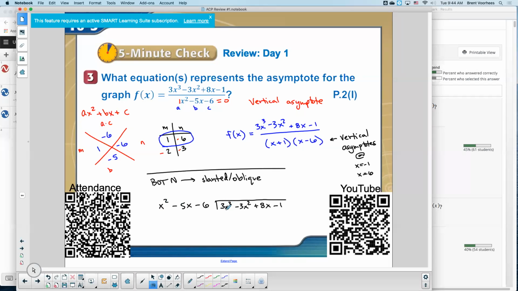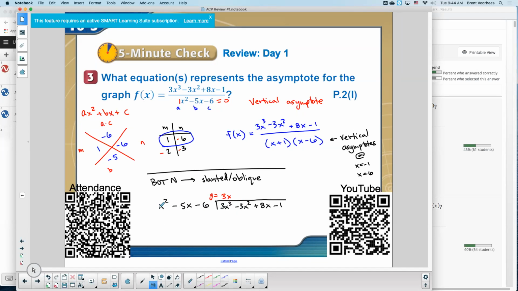And so what you're doing is you're asking yourself, what do I need to multiply the first term to get this term? Because multiplying is the opposite of division. So you could say, what is 3x cubed divided by x squared? 3x. And so here's my slanted asymptote. It's going to be y equals the top.